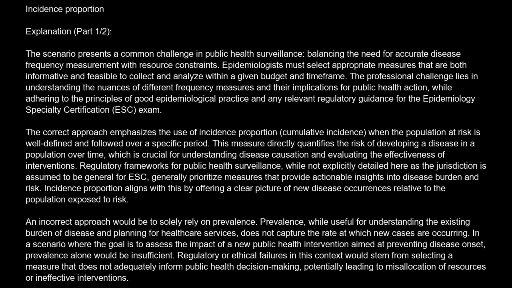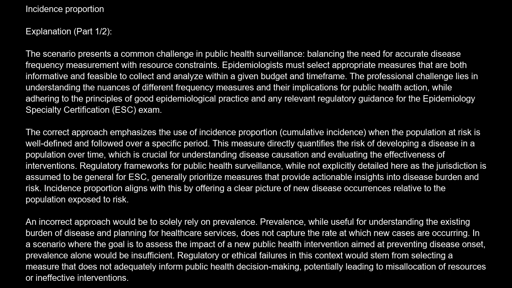This measure directly quantifies the risk of developing a disease in a population over time, which is crucial for understanding disease causation and evaluating the effectiveness of interventions. Regulatory frameworks for public health surveillance, while not explicitly detailed here as the jurisdiction is assumed to be general for ESC, generally prioritize measures that provide actionable insights into disease burden and risk. Incidence proportion aligns with this by offering a clear picture of new disease occurrences relative to the population exposed to risk.